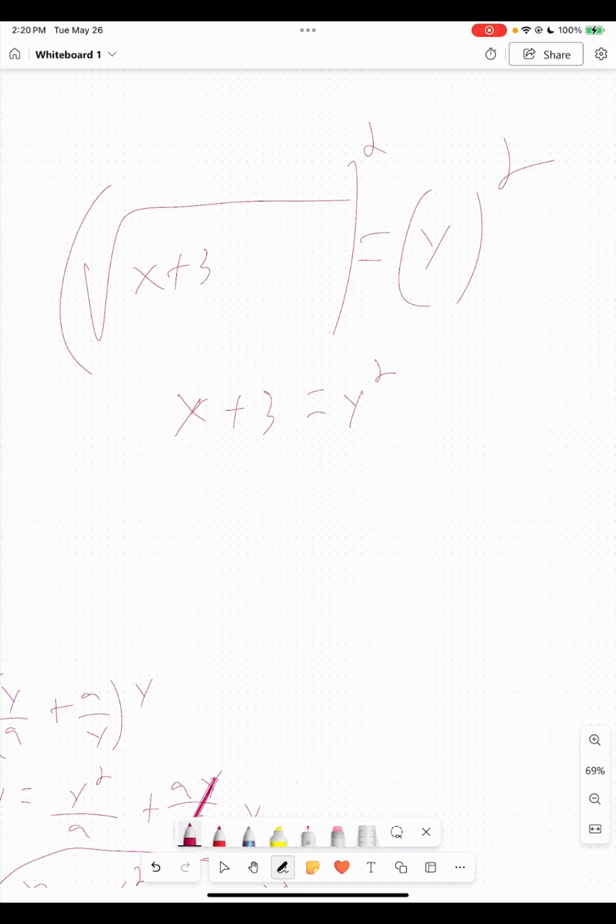Okay, and then if I do that, easy peasy, I want x by itself, just subtract 3. So x equals y squared minus 3. All right, there we go.